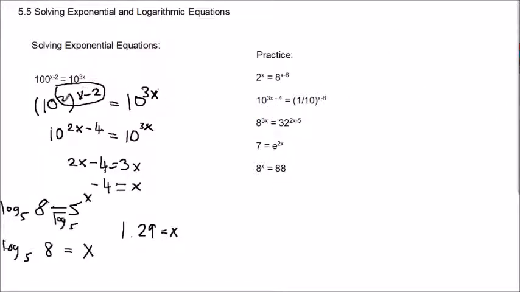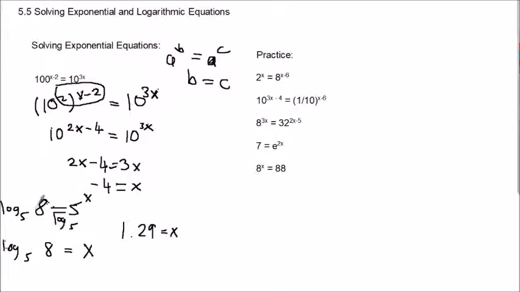Now we have 100 to the x minus 2 equals 10 to the 3x. We know that 100 is 10 squared, and we want to make the bases the same, because if we make the bases the same, then our exponents will be the same. We multiply the two exponents because a power of a power is the product of powers. 10 to the 2x minus 4 equals 10 to the 3x. 2x minus 4 equals 3x. And then if you do the algebra, negative 4 equals x.